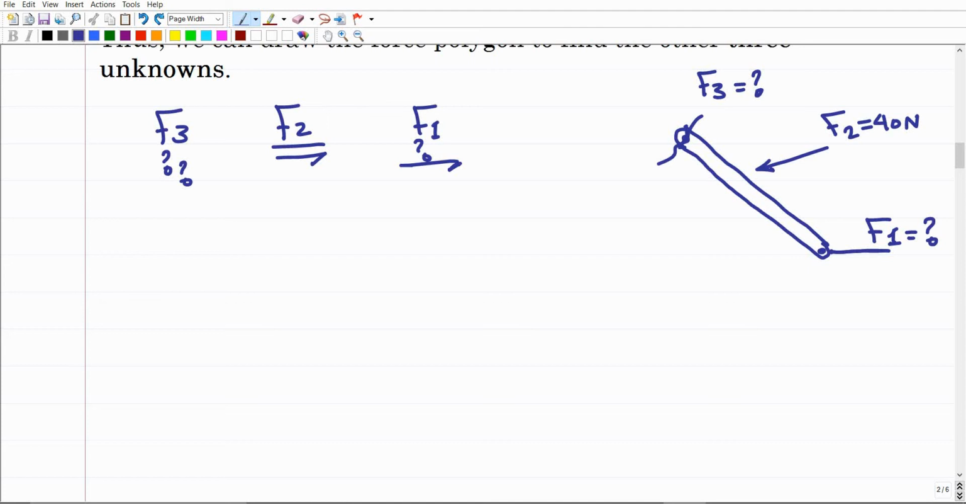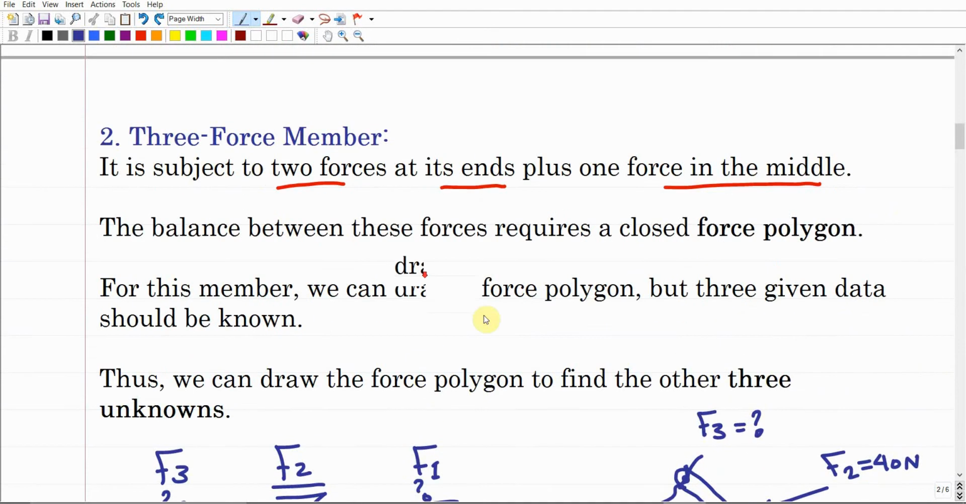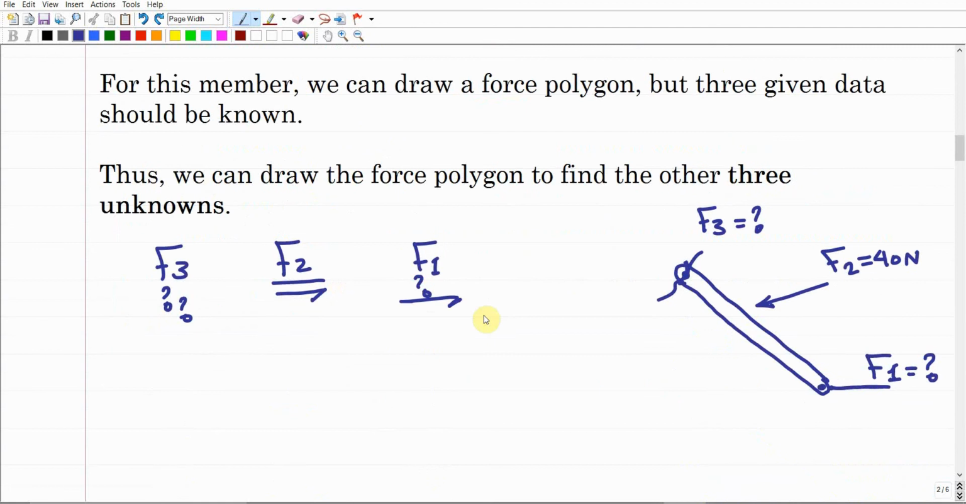Remember, in the position and velocity analysis, we said that we are limited to just two unknowns, right? If the unknowns are two, we can solve. If they are more than two, we cannot solve. Make sense? The same thing for the force analysis, but instead of being limited to two, we are limited to three unknowns for the force analysis of a three force membrane like this one or any other membrane.